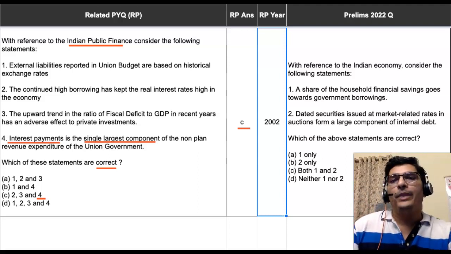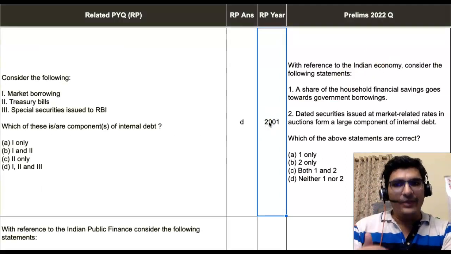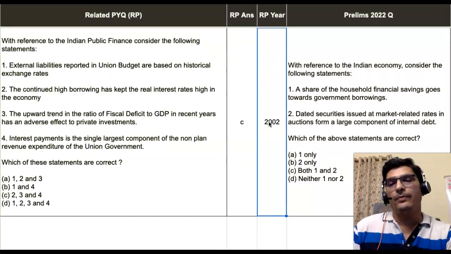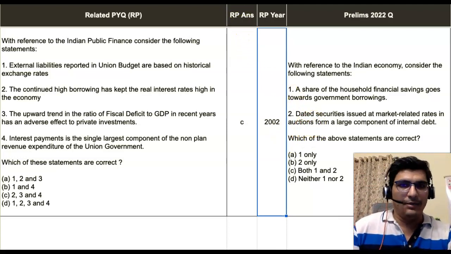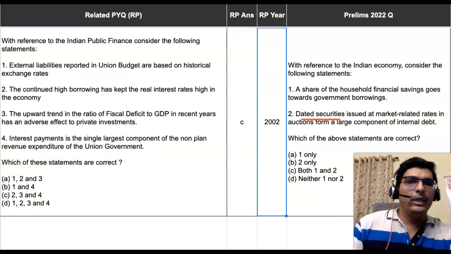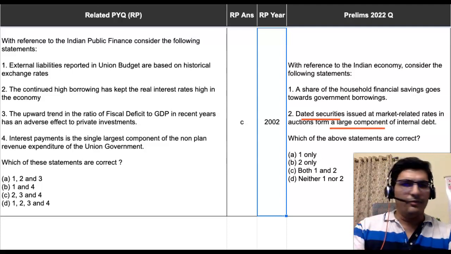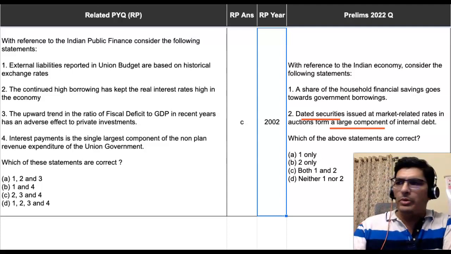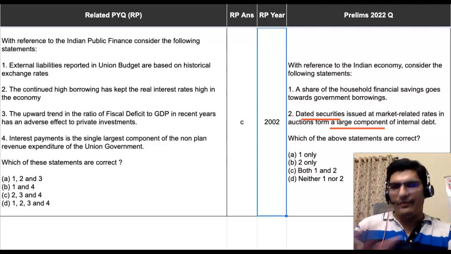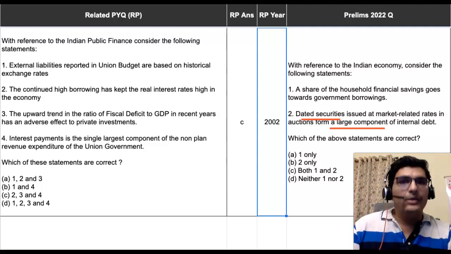So if we combine what we have learned in the 2001 question with the fourth statement of the 2002 question, it is almost certain that the second statement of the 2022 question is correct, right? Dated securities or bonds issued at market rates in auctions form a large component, and here it is not saying more than half or 30%, 40%, not giving you any particular figure. It's just saying a large component, right? So even 20% could be a large component, 30% could be a large component, and it's a wider term. And we also have evidence in the PYQs that this statement is most likely correct. So the answer to the 2022 question then becomes C, both 1 and 2.